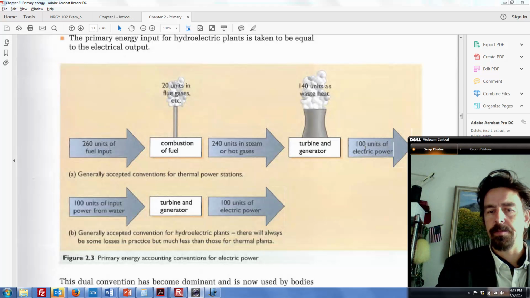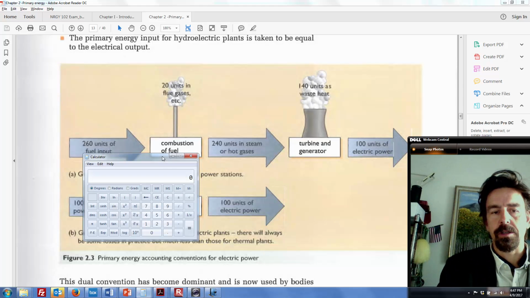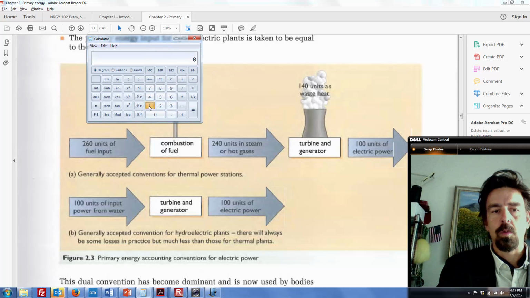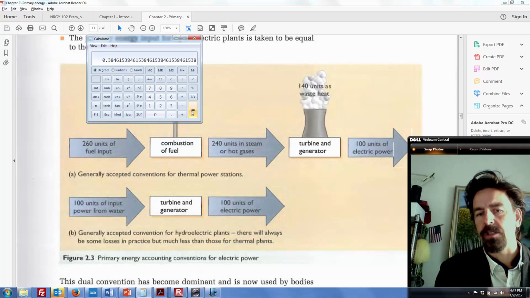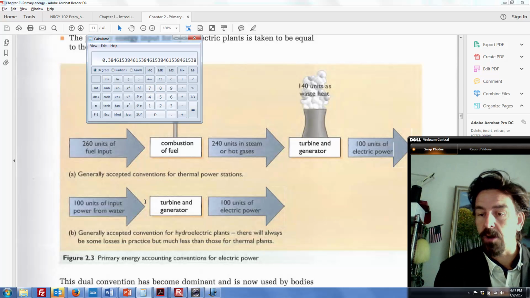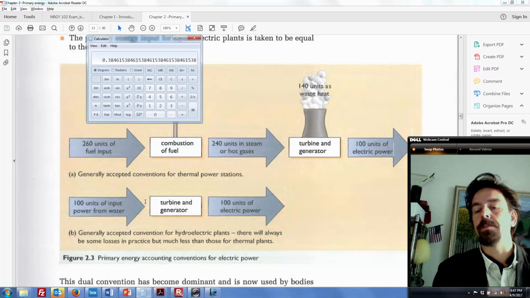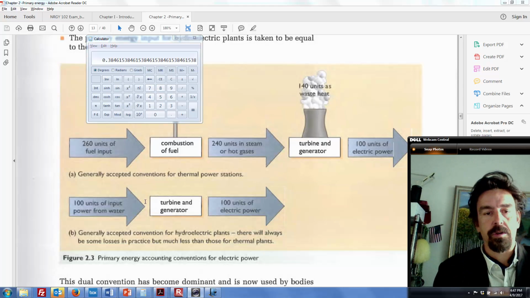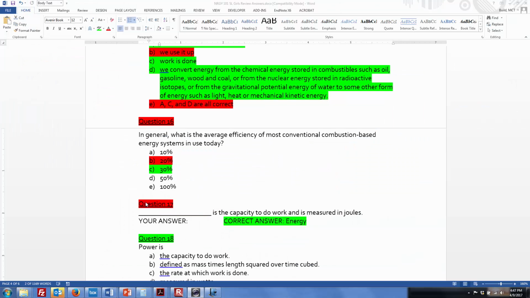So let's do this. If we have 100 divided by 260 equals 38%. That's actually pretty good. We can see down here that hydro is usually much more efficient. So 20% would be a little too low.